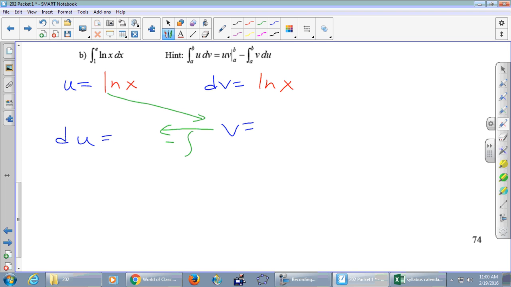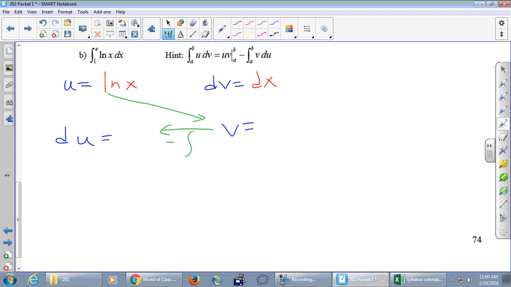If you put it in the dv part, what are you supposed to do? Take an antiderivative, which is the thing we're trying to do and we can't do. So we're not going to put it over there. But we do have to put something over there. What's the only thing left? There's the 1 and the dx. dx is always going to be part of the dv. Okay, well, let's give it a shot.